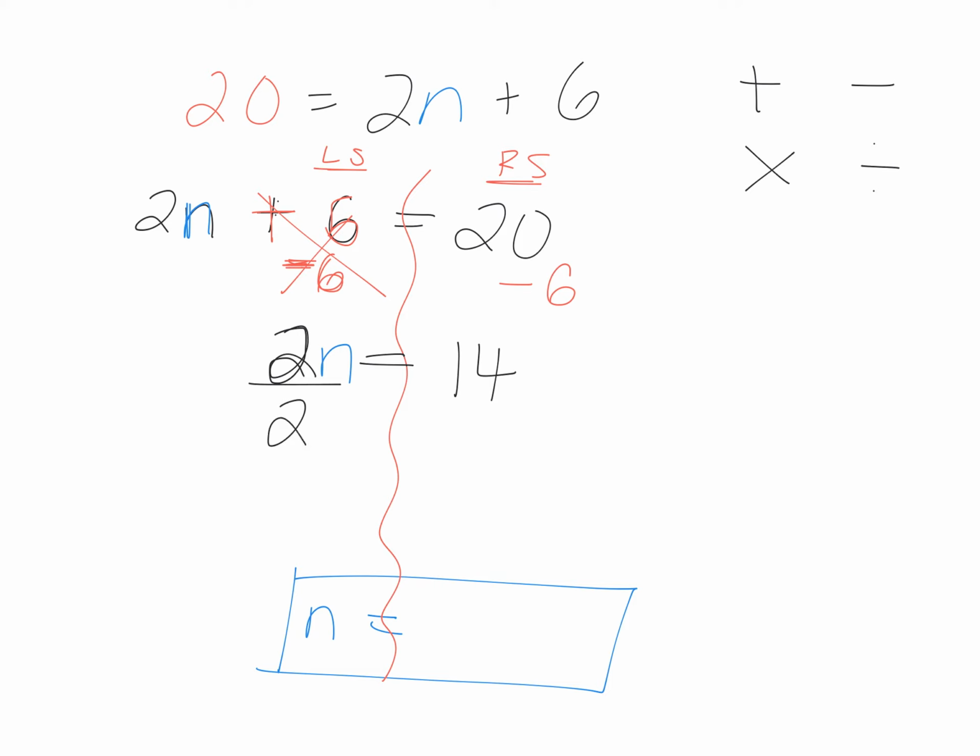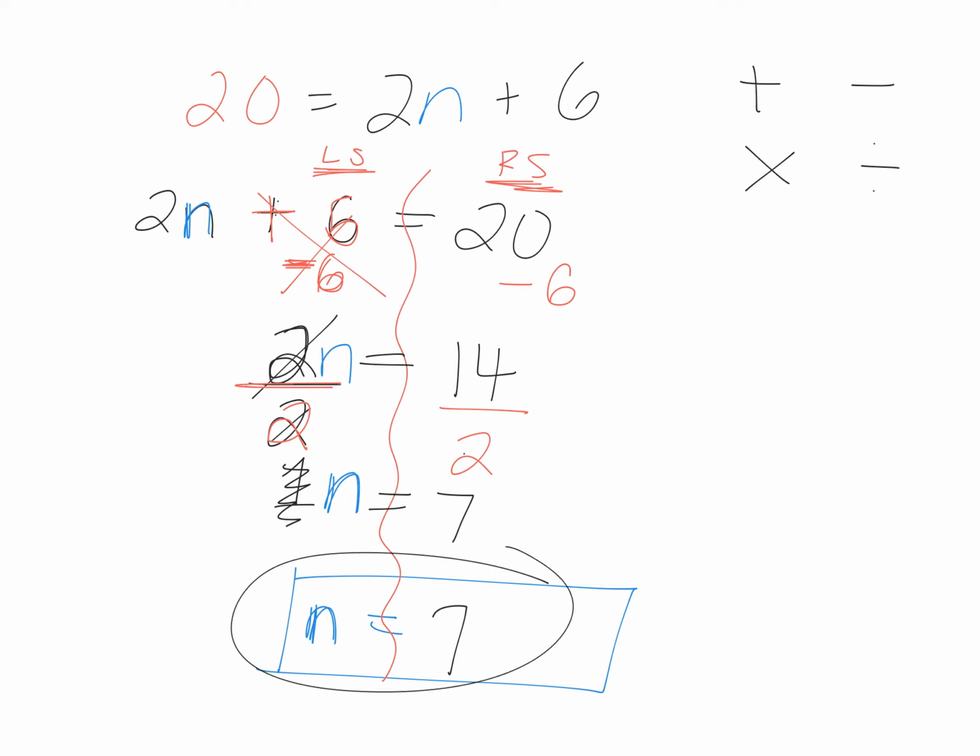what's 2 divided by 2? 1. Good. 1 times anything is still whatever the number is, right? So we actually don't really need to write this 1 here. We're just left with n. But once again, whatever I do to the left side, I have to do to the right side. If I divided the left side by 2, what do I have to do to the right side? Divided by 2. Good. What's 14 divided by 2? 7. So n is equal to 7.